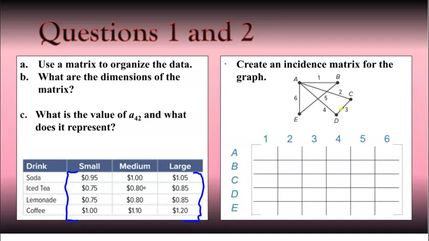Now part B says what are the dimensions of the matrix. The dimensions are always going to be the rows times the columns. So my rows is 4 and my columns are 3. So these are the rows and then these are the columns.